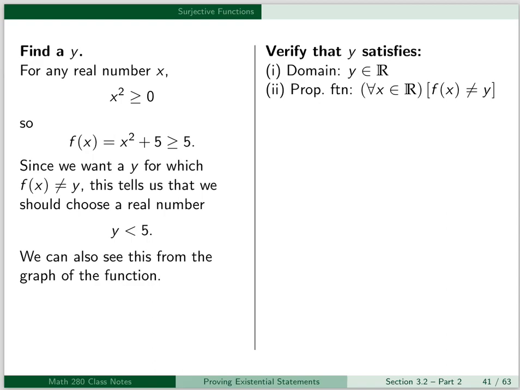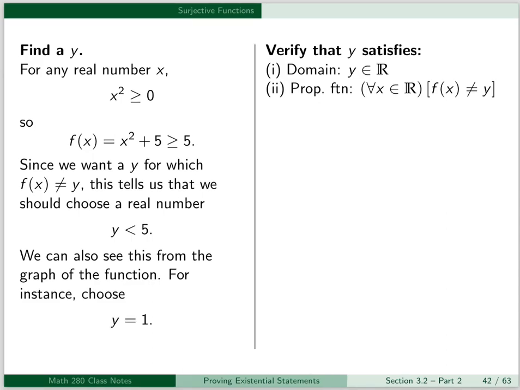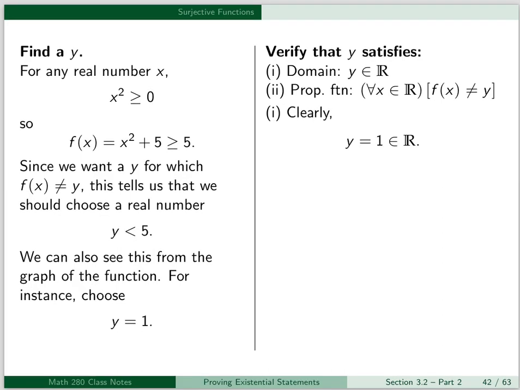We can also see this from the graph of the function. For instance, we can choose y equals 1. So now we've found a y, and we're ready to move over into the right-hand column. And for our domain, clearly y equals 1 is a real number, so there's really not much to say there.